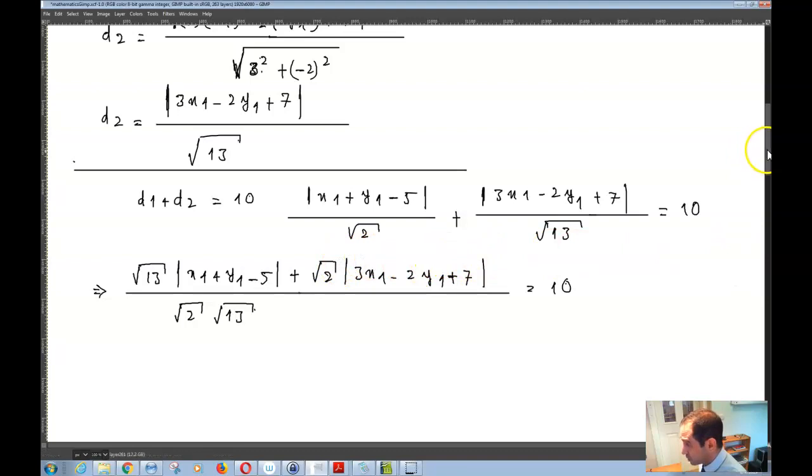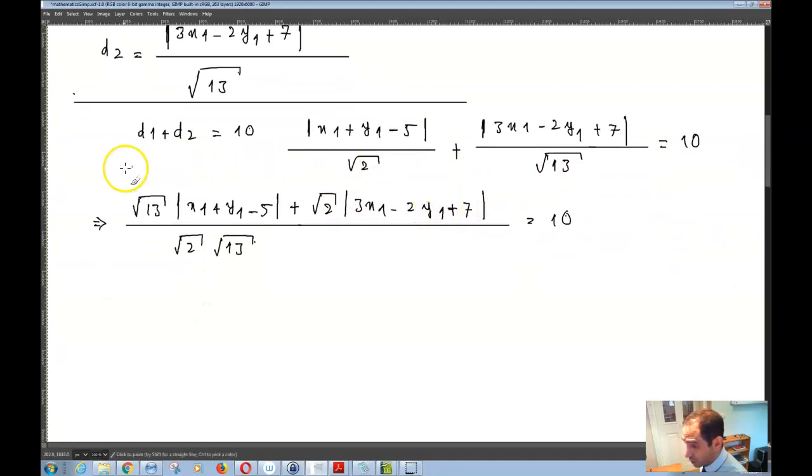The problem is that even looking at this equation over here, you can say that this is the equation of a straight line, because you have x1, y1, plus, minus, and so on and so forth.